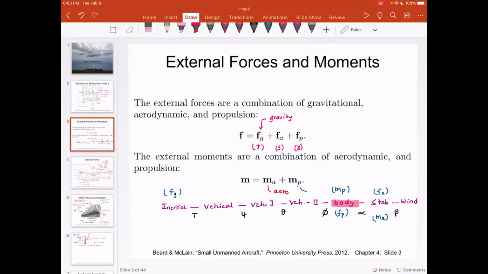Moments, there are 2 types. One is an aerodynamic moment, and the second moment is because of the propeller. Again, aerodynamic moment is in the stability frame, and the propulsion moment is in the body frame. So all these different forces and different moments, somehow we need to transfer to a consistent coordinate frame, specifically in this case the body frame, so that we get meaningful results.